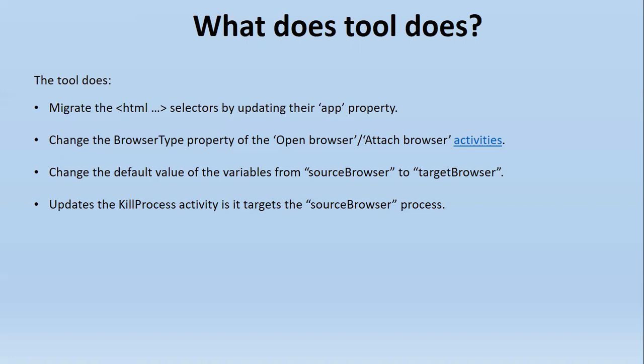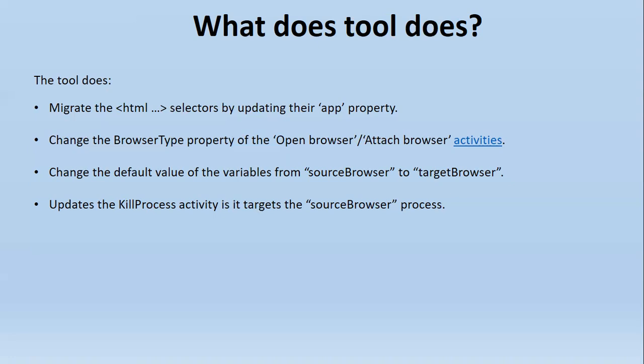Also, one very alluring property that I see is that it even updates the kill process activity. Suppose initially you're killing Internet Explorer in your current process, but since you would not be using Internet Explorer in your updated process, the browser migration tool also takes care of this and updates all the kill process activities as well. So suppose you're killing iexplore.exe, but now you've shifted to Chrome, so you have to kill chrome.exe, and the tool would take care of it.